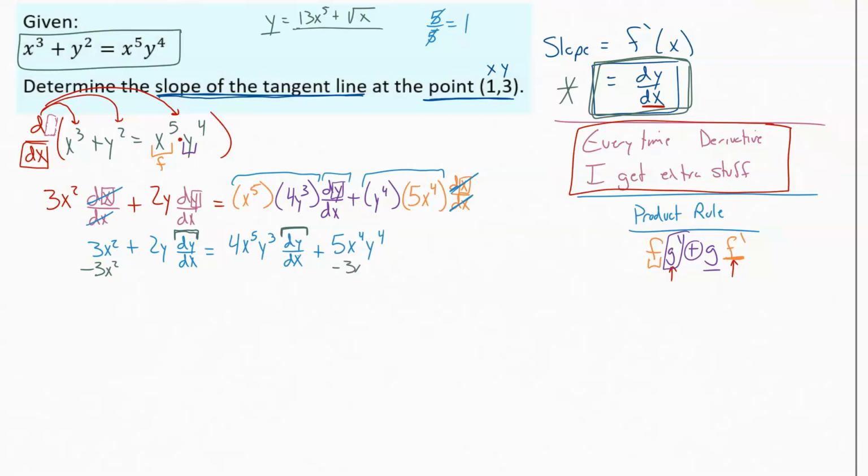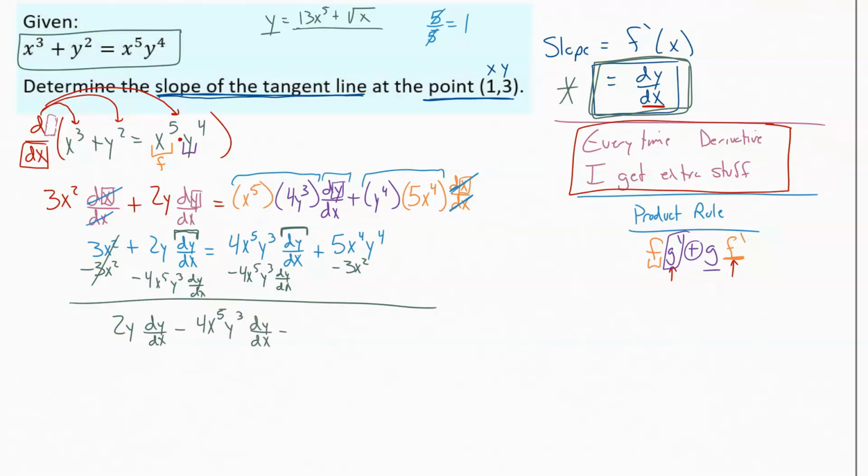So I'm going to move the 3x squared over to the right, and then I'm going to move this 4x to the fifth, y to the third, dy dx over to the left here. So 4x to the fifth, y to the third, dy dx. Then cleaning that up now, the 3x squareds cancel out. We end up with 2y dy dx minus 4x to the fifth, y to the third, dy dx equals, that stuff cancels out, and then we have 5x to the fourth, y to the fourth, minus 3x squared.